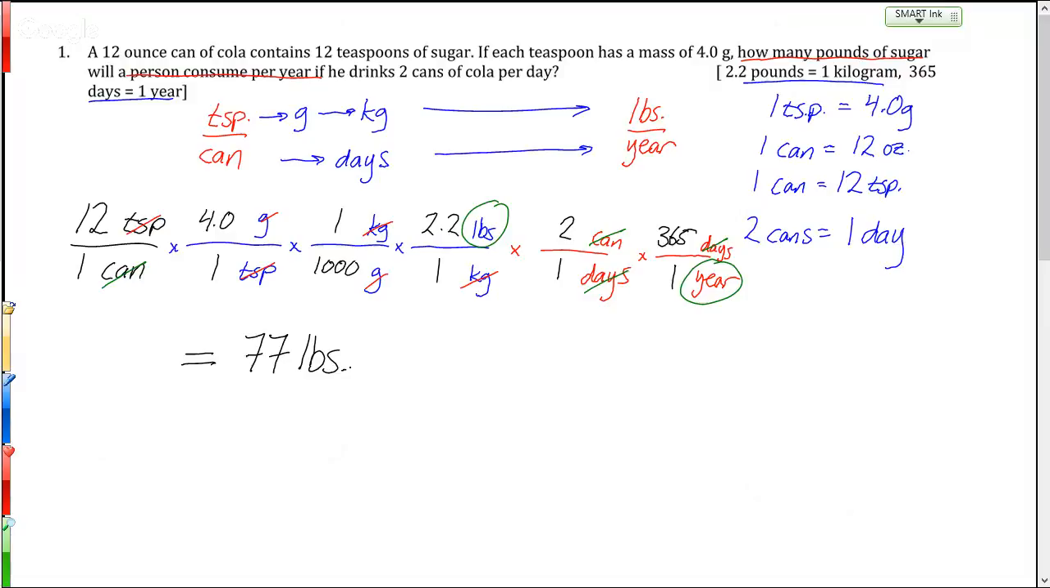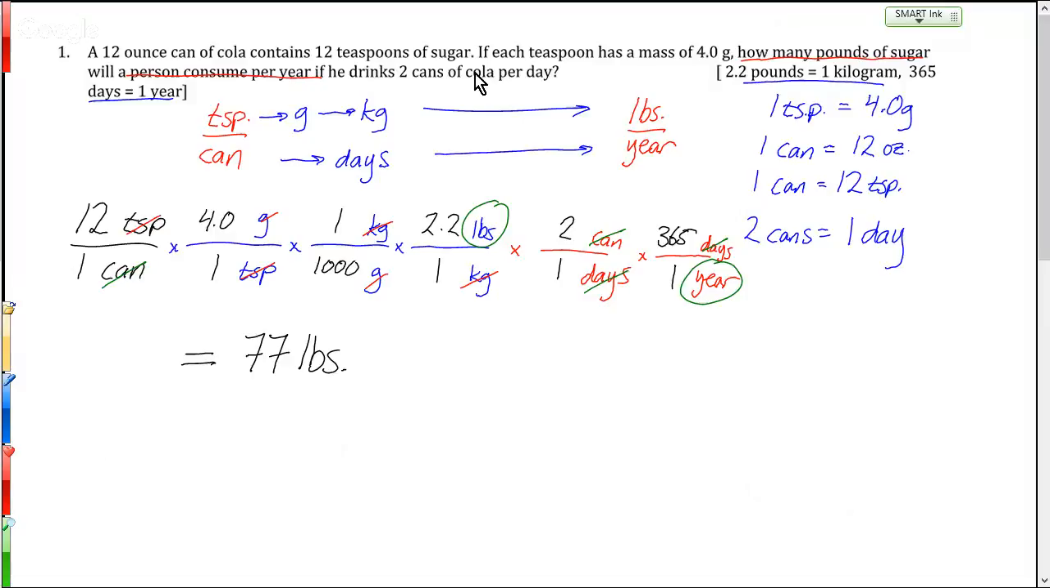Okay. And then how do you know which number to use for significant figures? Good question. So let's look at all the numbers we've got and think about the measured numbers versus the exact numbers. One key is going to be in the question. Something like a 12-ounce can, that's a measurement. So that's 2 significant figures. 12 teaspoons of sugar, there's another one, 2 significant figures. 4.0 grams, that's another one like that.